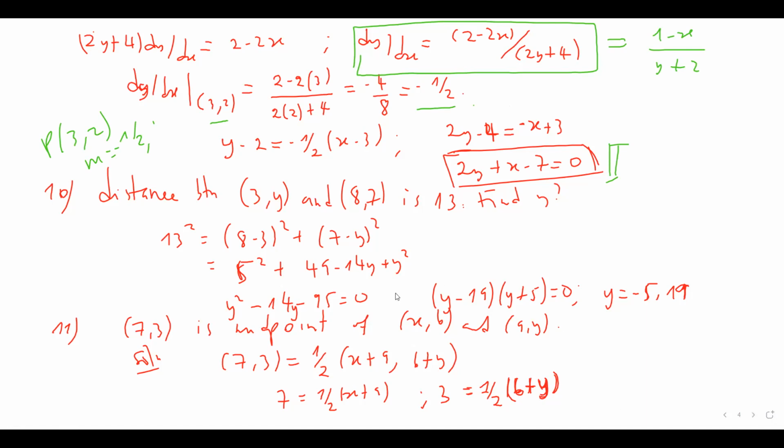Question 10 was to find the distance between the points (3, y) and (8, 7), which is 13. So we have to find y. The distance between (3, y) and (8, 7) is 13, then we can find y. Again, by using the formula of the distance, if you have a distance between A and B, then squared, this is (x2 minus x1) squared plus (y2 minus y1) squared.